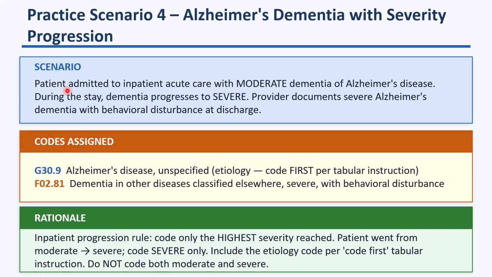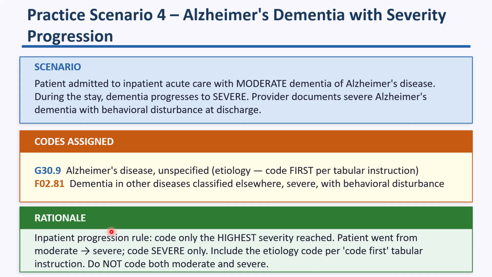Scenario 4. A patient is admitted to inpatient acute care with moderate dementia of Alzheimer's disease. During the stay, the dementia progressed to severe. The provider documents severe Alzheimer's dementia with behavioral disturbance at discharge. So find the ICD-10-CM codes. Here the codes assigned are G30.9, that is Alzheimer's disease unspecified, the etiology code, so code first per tabular instruction. Then F02.81, that is dementia in other diseases classified elsewhere, severe with behavioral disturbance.